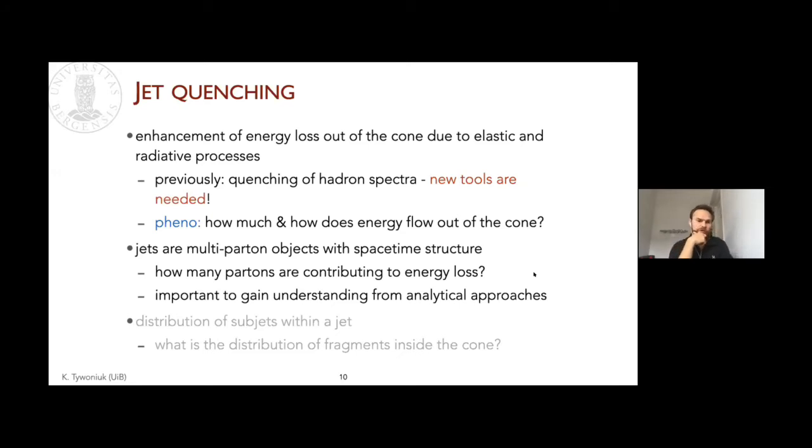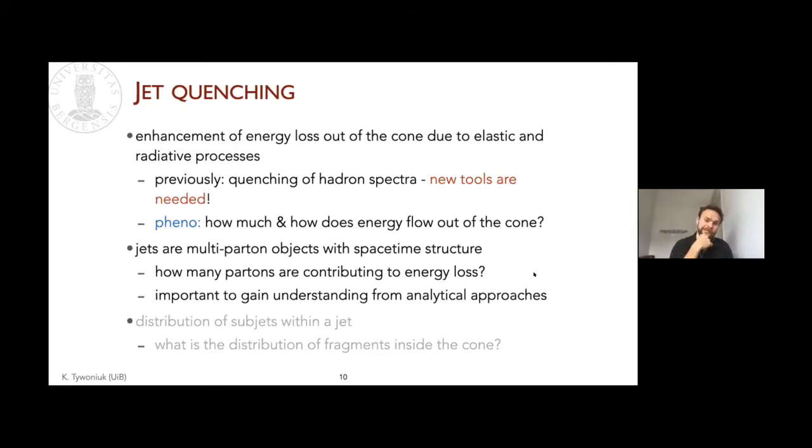There are two new tools that are needed. First of all, and this is important for the phenomenology, we need to know how the energy flows in and out of the cone, because in jet physics you have the concept of a cone instead of just measuring a single particle. You're measuring a collection of particles, as we said before. And going back one step, you can say that jets are multi-parton objects with a space-time structure.